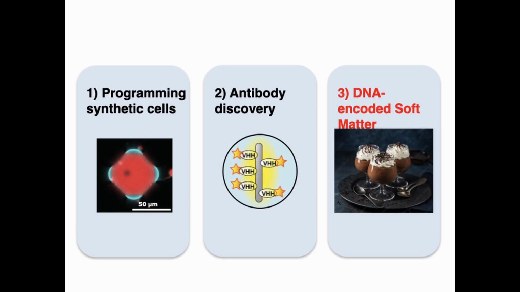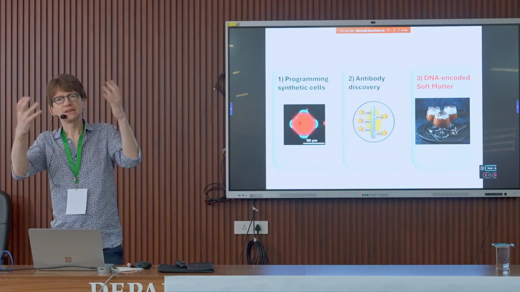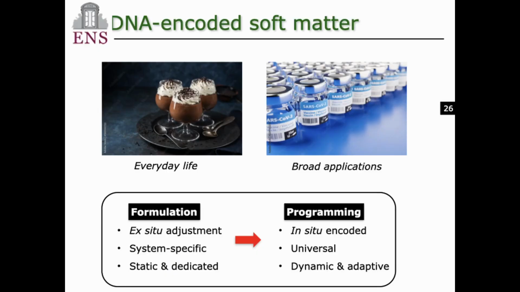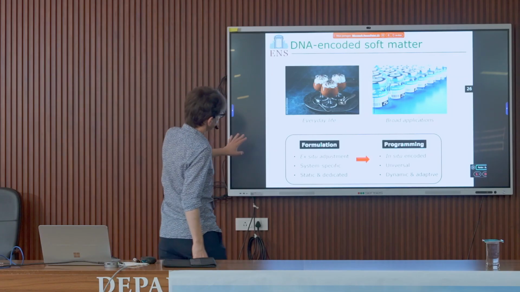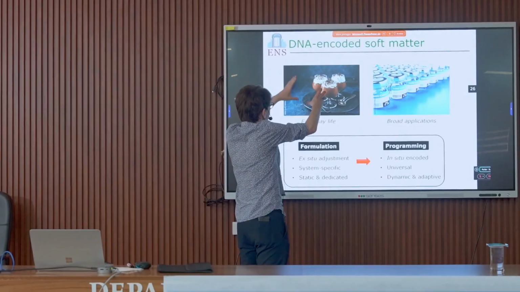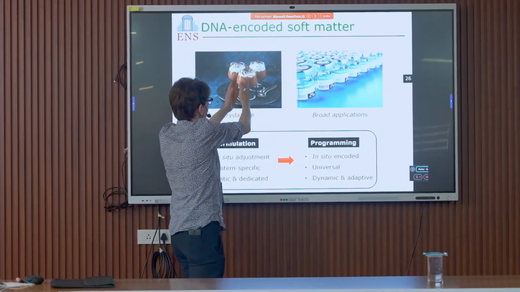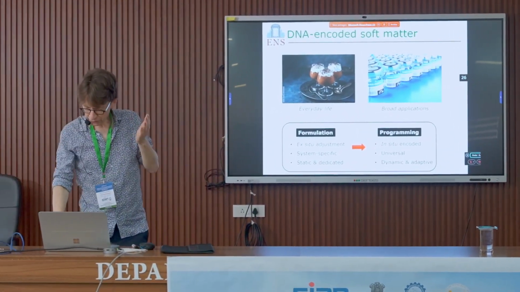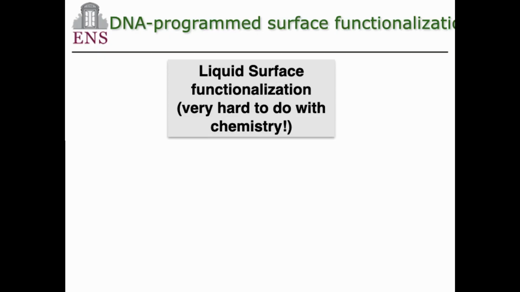Now I would like to go into implementing this idea of synthetic biology, self-expression, in very soft matter cases. As I said at the beginning, the idea is that instead of doing formulation, trying to put in everything I need until I find my target properties, I want to put DNA inside that will program everything. I will show you 2 examples of this idea of putting a genome in a chocolate mousse.